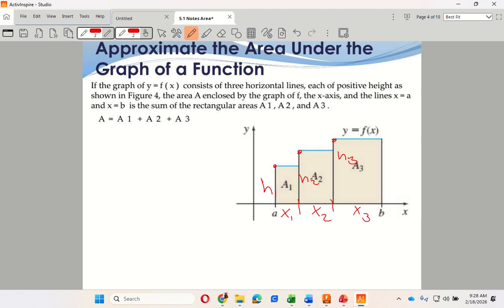So they're little rectangles, just based on type. In this case, x1 times h1 would be this first area. x2 times h2 would be that area. x3 times h3 would be that area there. And then I would have the sum of all those parts by adding them all together.